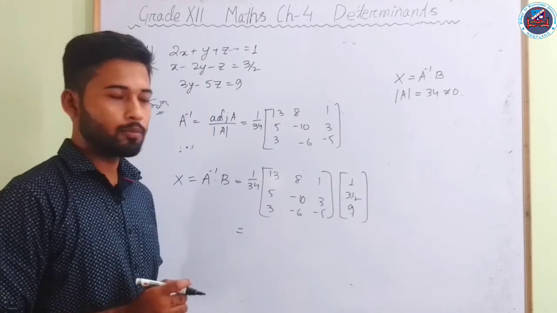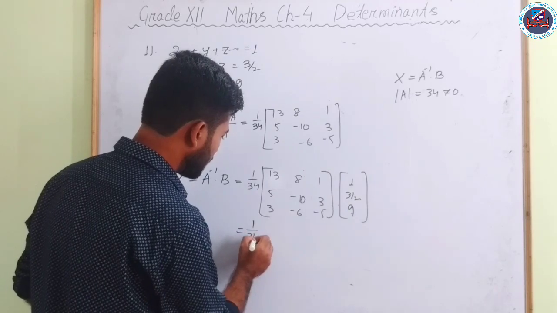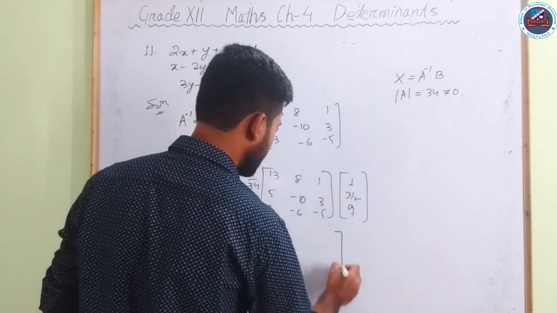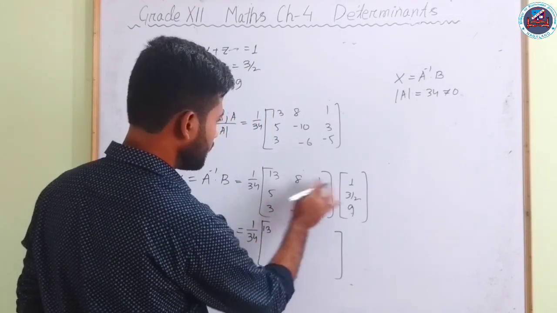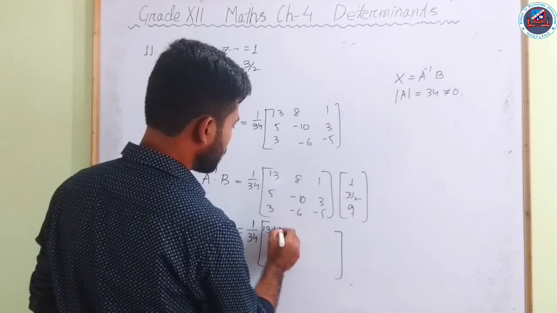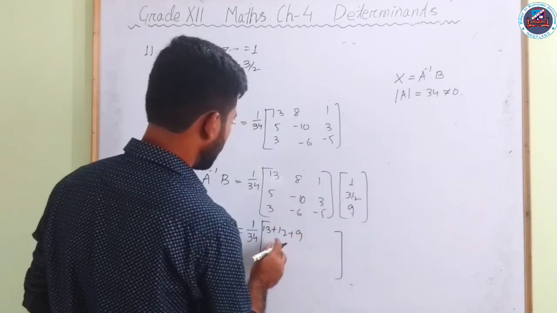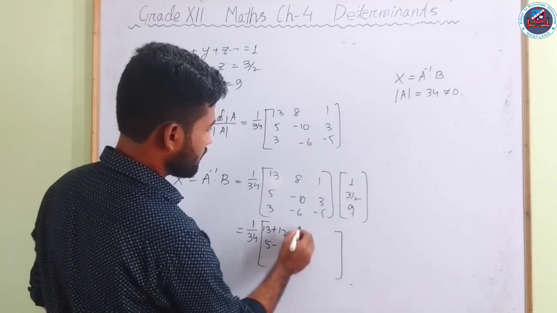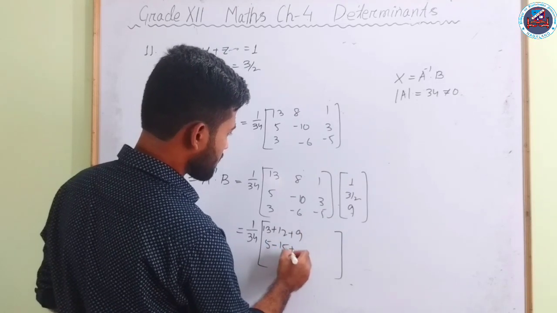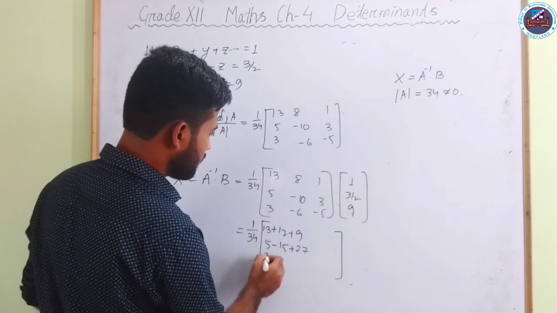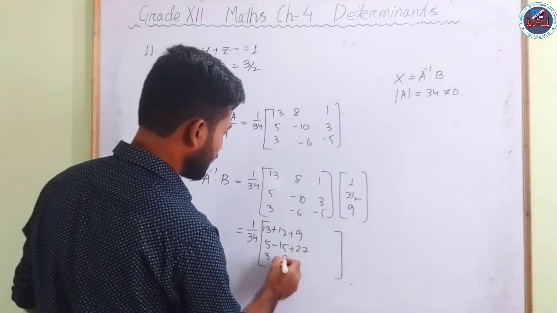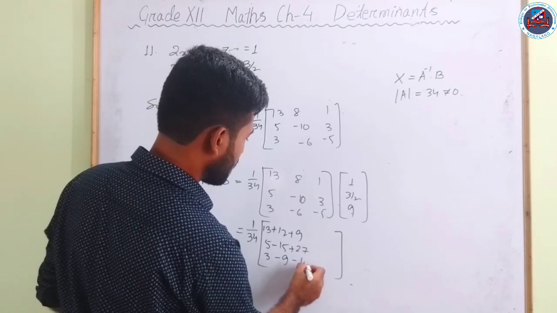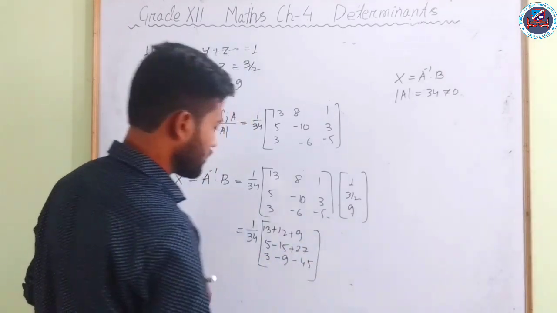Fine, and that will be equal to, keep the 1 by 34 here, so it's a matrix of order 3 by 3 and it is a matrix of order 3 by 1, multiply it, so it will be 13 plus 24 12 plus 9, and here it will be 5 minus 20 30 15 plus 27, and here it will be 3 minus 6 3 18 minus 9 and 9 5 45. So this is a matrix of order 3 by 1.